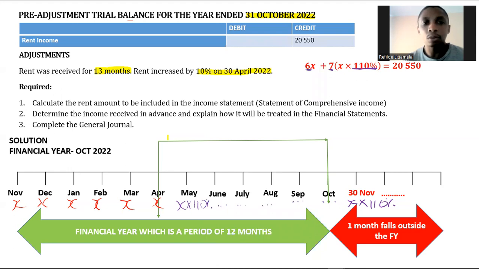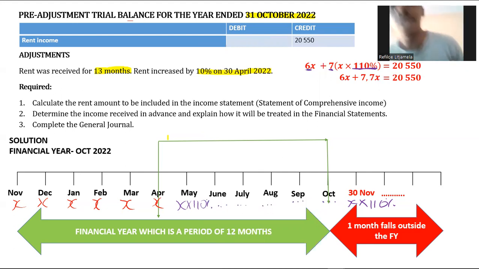But there's X there, so you don't leave the variable behind. You will end up having 6x plus 7,7x. You equate that to 20,550. Now you're going to add the coefficients. Remember, because these are like terms, you will just add the coefficients. You simply say 6 plus 7,7, and then you keep the variable. Whenever you see like terms and you're trying to add or subtract them, you keep the variable and you just add the coefficients. In this case, 6 plus 7,7 will give us 13,7.